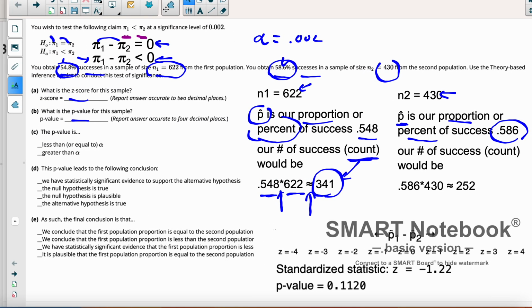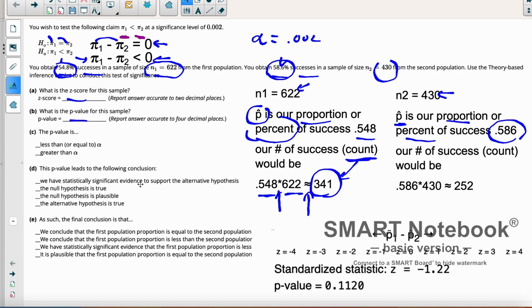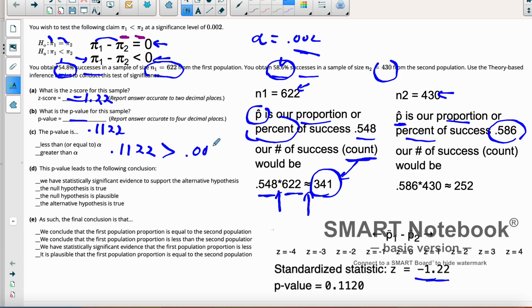All right, so my z-score is negative 1.22. Don't drop the negative here. It's 1.22 standard deviations below the mean, minus 1.22. My p-value is 0.1122. My p-value is greater than my alpha. My alpha is 0.002. 0.1122 is greater than 0.002, so it's greater than alpha.